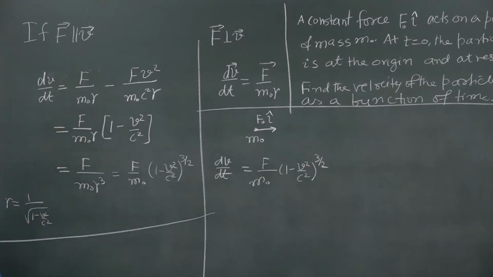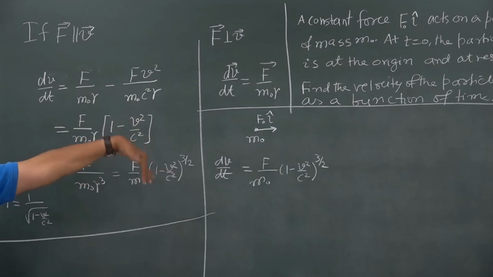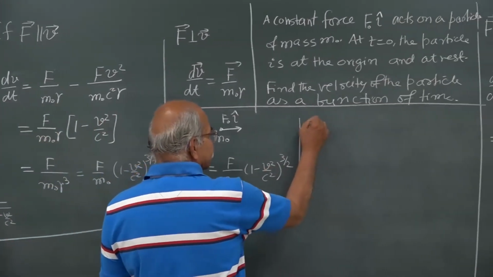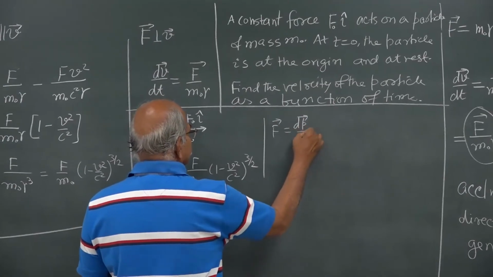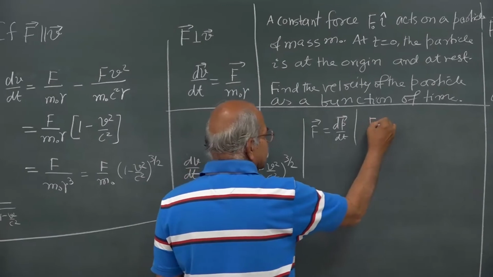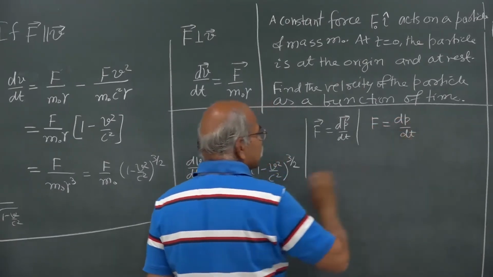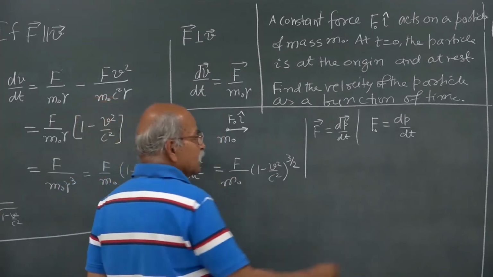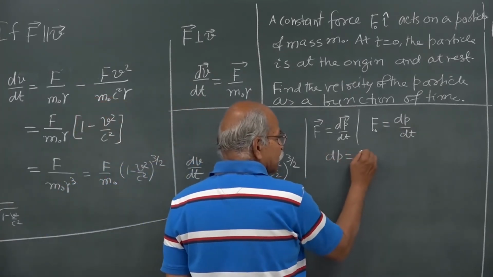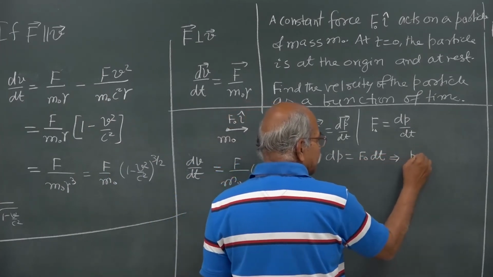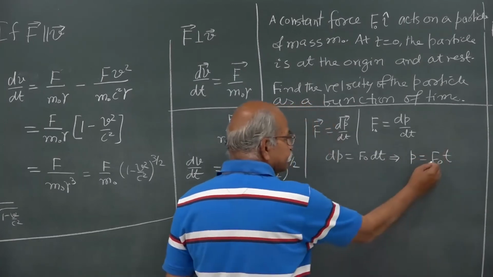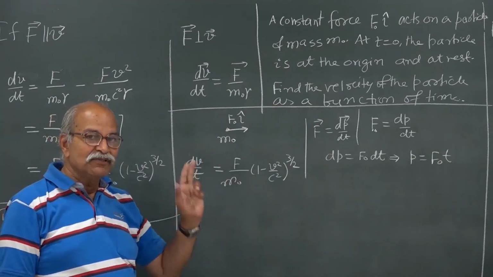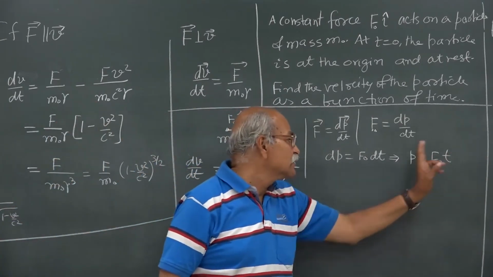And from here you can obtain velocity as a function of time, but I will be doing a simpler route. Let me write F as dp/dt. Since everything is in the x direction, F is just dp/dt, and this F is constant, F naught. Therefore dp is just F naught dt, and hence p is F naught times t. Initially at t equal to 0, velocity is 0, and therefore the linear momentum is also 0, and hence that integration constant is 0 and p is F naught t.